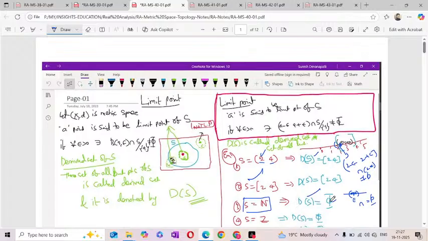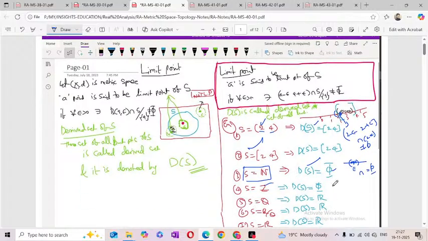Similarly, the same holds for the integers. The derived set of the integers must be empty. Similarly, for the rational numbers, the derived set is always the real numbers. The derived set of the irrational numbers is also the real numbers. The derived set of the real numbers must be the real numbers. For these three sets, the derived set must be the real numbers. That is the conclusion.